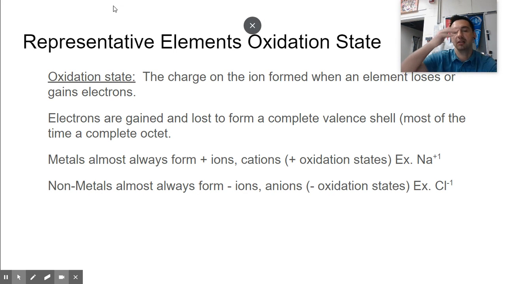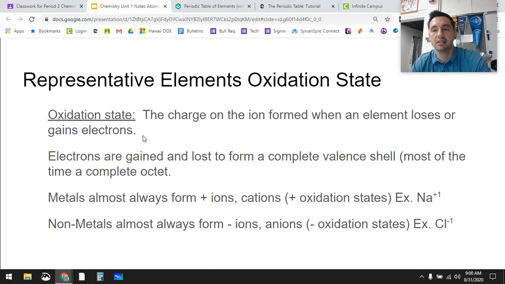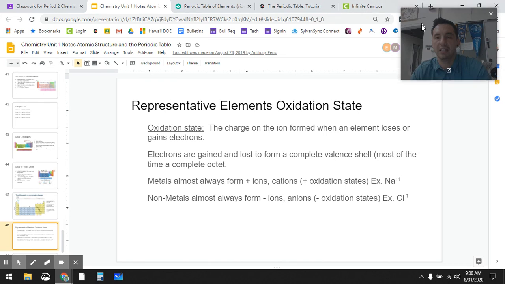We'll talk about oxidation state and all that in another day. Okay, and that is all I have.